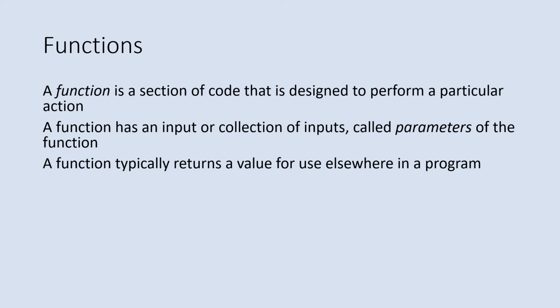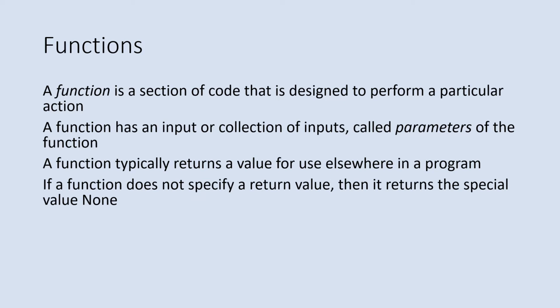So there's a function call that involves the name of the function with whatever the inputs are. Then the function performs its task and returns that value. And it then can be called multiple times from different places in the program. In Python, if the function does not specify a return value, then it returns a special value that is an actual value, but the value is None, capital N-O-N-E.